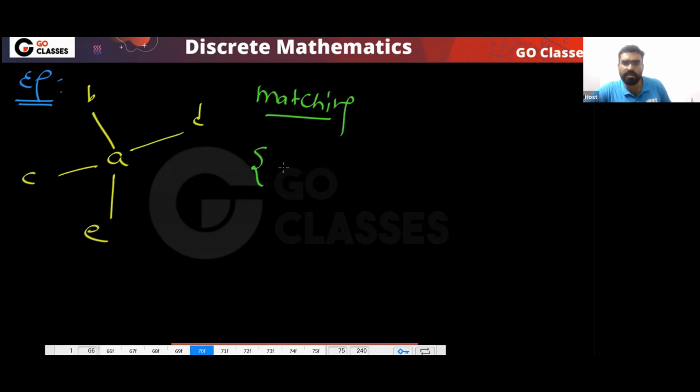Give me a matching. Actually, for this graph, the matching number is 1. So this matching you can give me. So what can you say about vertex cover?